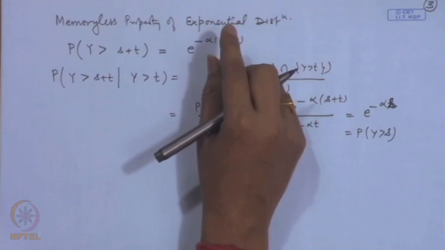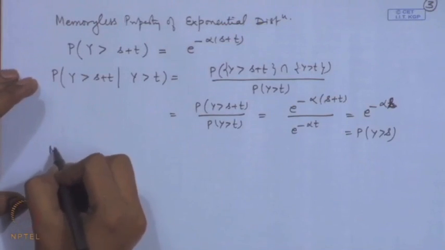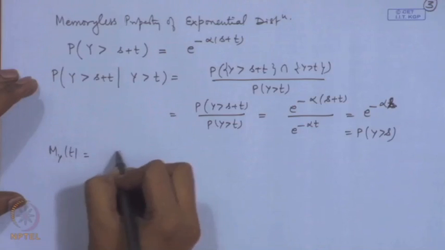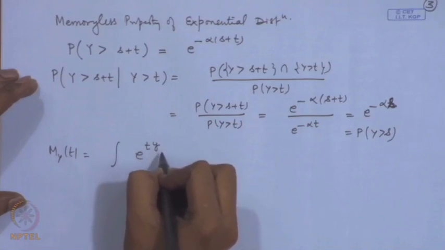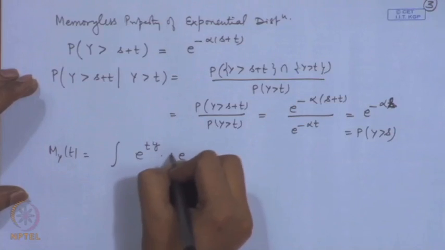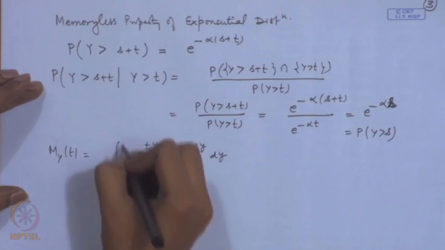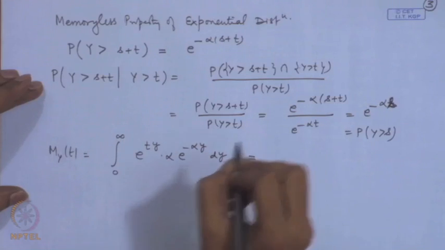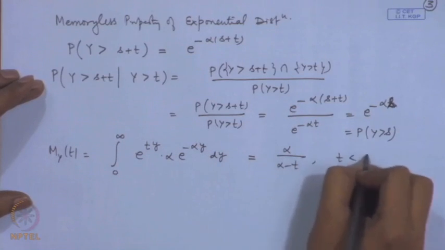We also calculate the moment generating function of the exponential distribution here. It is expectation of e to the power t y, that will become alpha by alpha minus t for t less than alpha.